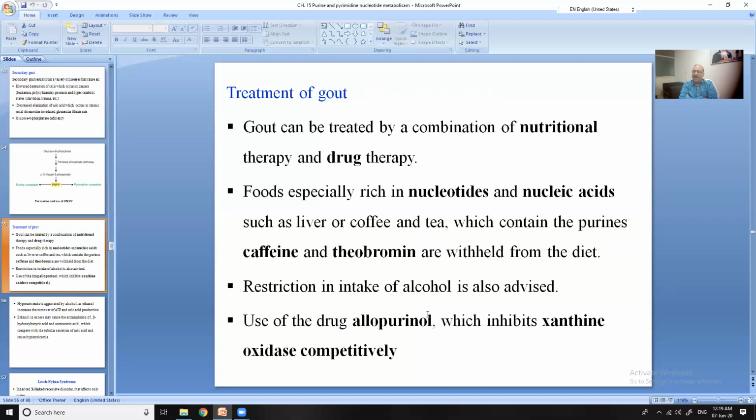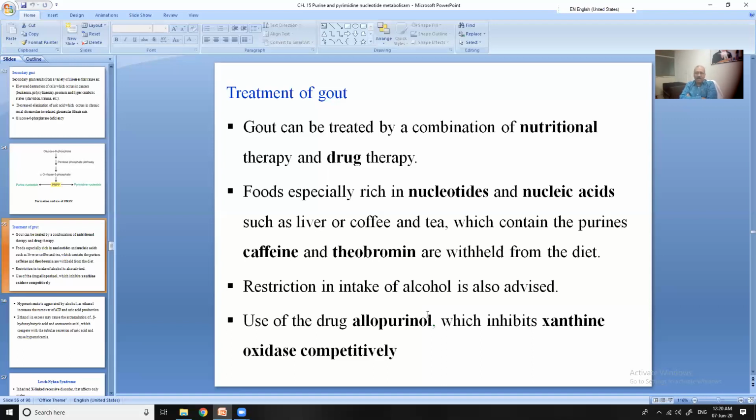So if purines are controlled and we are not giving the purines, then automatically the biosynthesis of uric acid will stop. So it is the treatment of gout. Restriction of intake of alcohol is also advised. Okay, alcohol should not be taken anyway. This alcohol is not good and we should not take it, though it is becoming very popular in society nowadays.